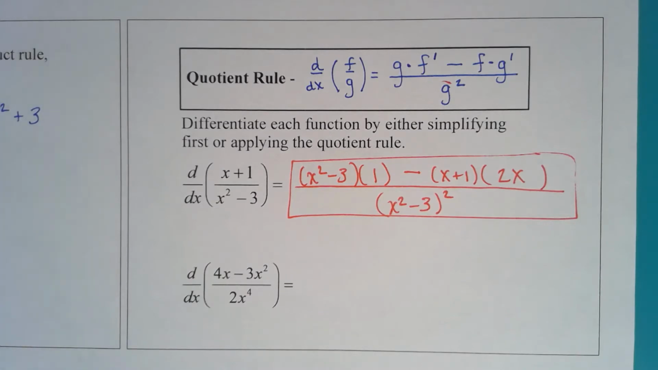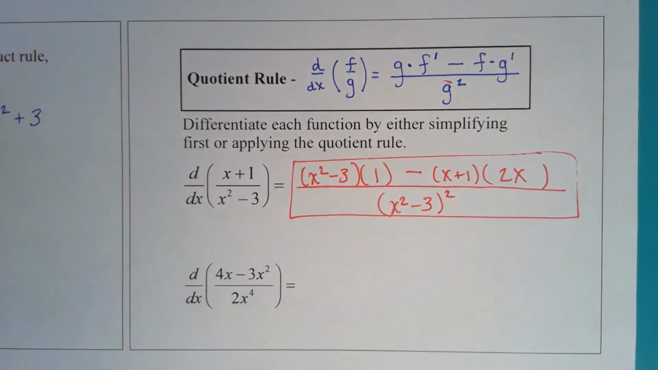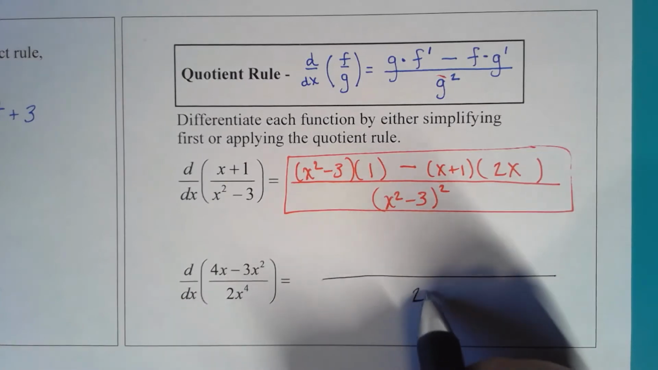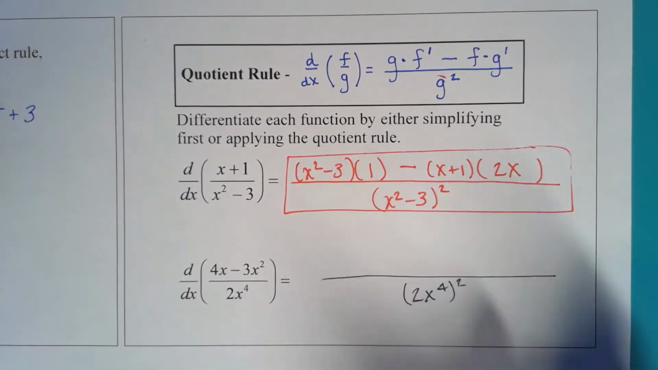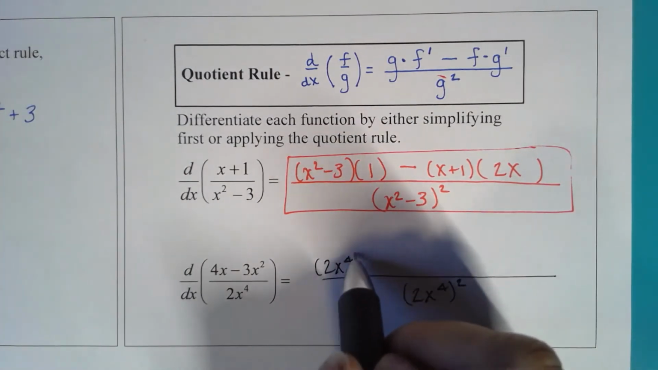Now, on the next one, I would absolutely simplify this by reducing it first. But let's just practice the quotient rule while we're here. So the quotient rule says square the bottom. The bottom was 2x to the 4th. I'm going to square it, then rewrite that bottom.